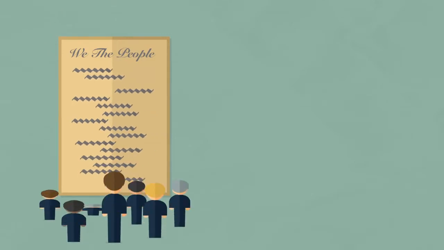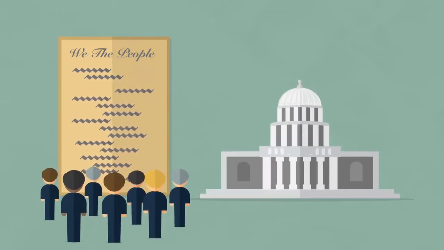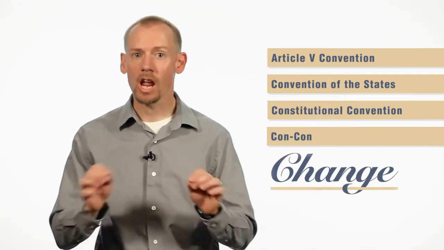However, as impressive as the Constitution has been, the federal government has been increasingly ignoring its constitutional boundaries over the last century. Today, Americans are realizing that the federal government is out of control and are looking for a way to rein it in. Some are advocating an Article 5 convention, also known as a convention of the states, a constitutional convention, or a con-con, which provides a way to change the Constitution. Others are advocating nullification, which provides a way to enforce the Constitution.